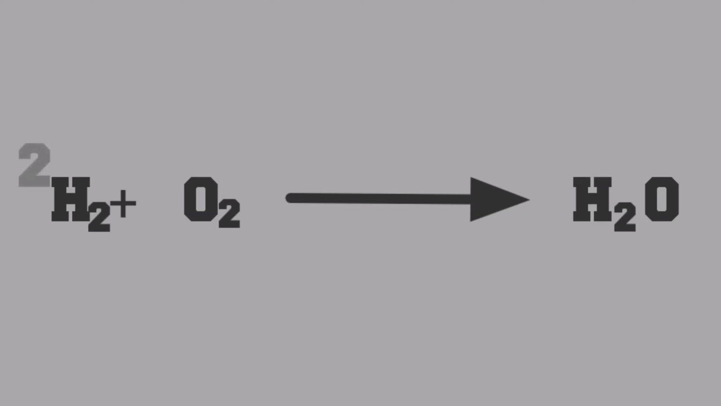Now back to the chemical equation. In order to balance this equation, we will need 1 more molecule of hydrogen gas. So we will add 2 in front of the hydrogen molecule on the LHS, thus reacting with all 2 atoms of oxygen and forming 2 molecules of water. In this way, this equation is balanced as well.